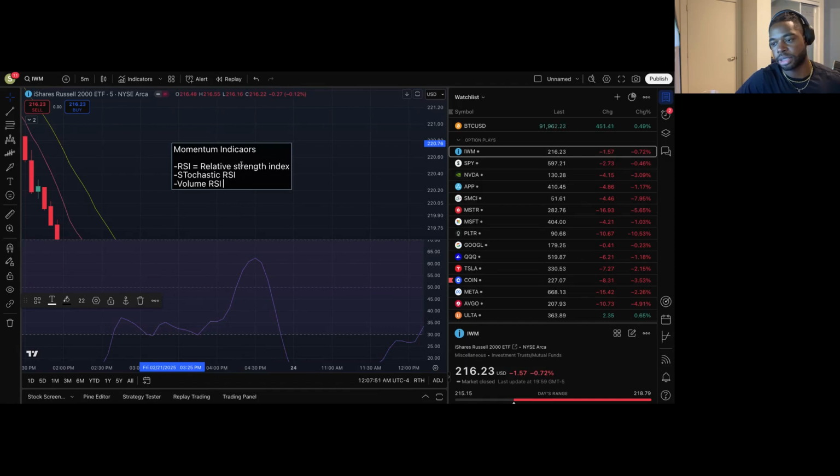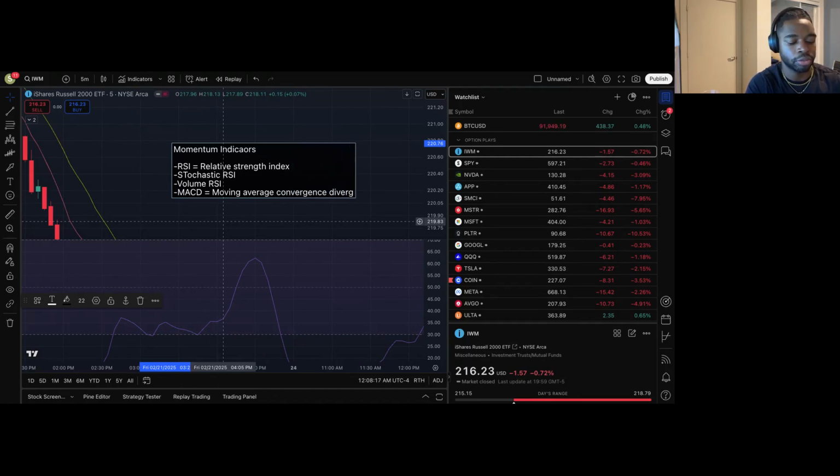The relative strength index kind of gives you the relative strength in terms of pricing, while the volume RSI gives you the relative strength of up and down volume. It gives you an idea of how much up volume there is incoming and how much down volume there is. Okay, so that's the volume RSI. And then there's the MACD, which is the moving average convergence divergence, which uses a formula.